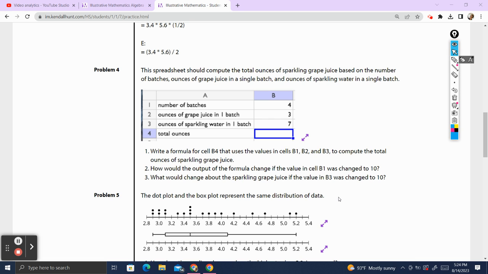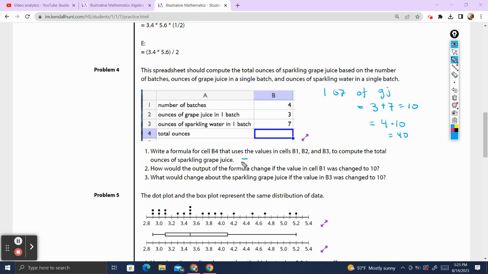So let's think. To create one batch of sparkling grape juice, we're going to need 3 ounces of grape juice, plus 7 ounces of sparkling water, which is going to equal 10 ounces. In this case, we have 4 batches, so it's going to be 4 times 10, which gives us 40, which is going to equal our final total. So let's think about what we did.